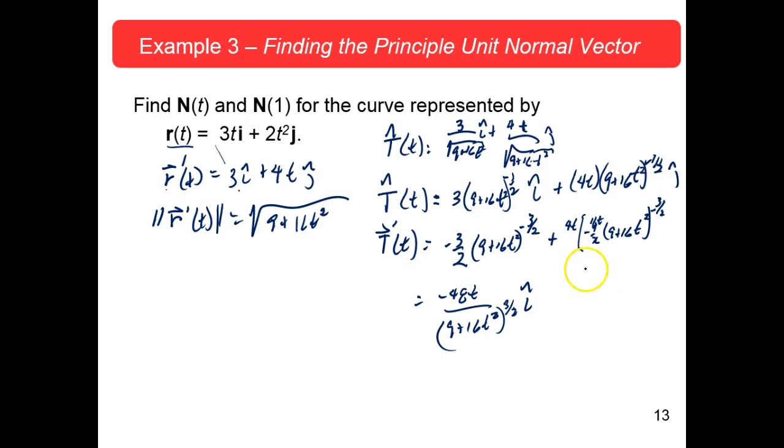The second part is going to be a plus. It's the second times the root of the first: 4 times 9 plus 16t squared to the minus 1/2. And that's all times the j vector. All right. Now this is a real pain in the neck, but it's doable.